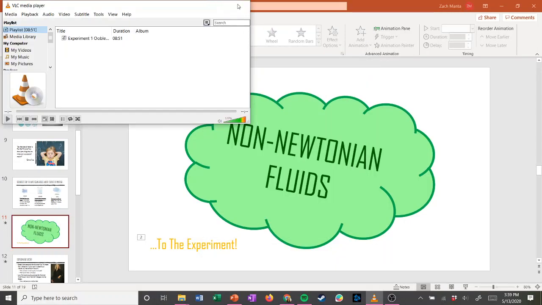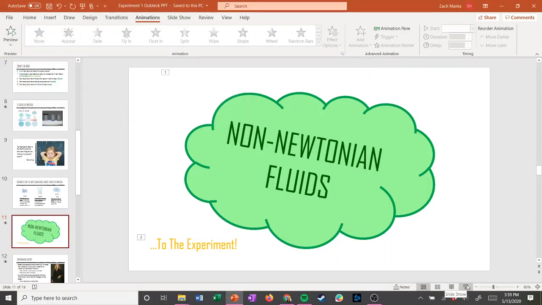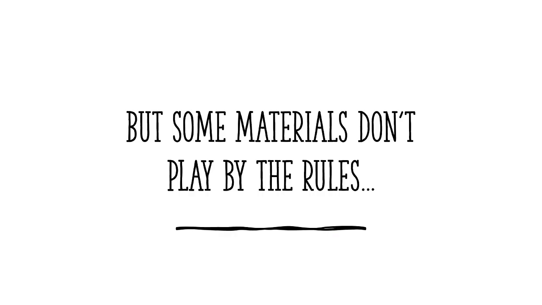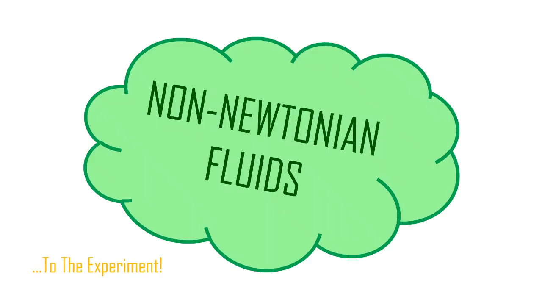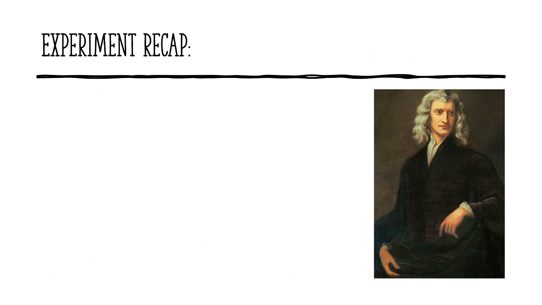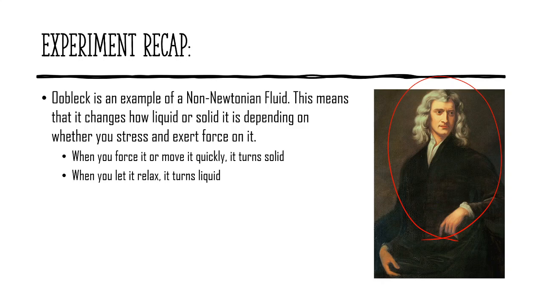Well, thank you so much, Mr. Manta. There was our demonstration, folks. Experiment number 1. Just to recap what we saw really quickly, these things are called non-Newtonian fluids. And they were named after this fella right here, Isaac Newton, because Isaac Newton figured out what the rules were for how most fluids behave, and then these were the exceptions to his rules that made them non-Newtonian fluids.